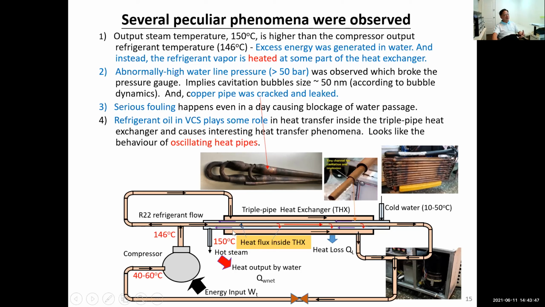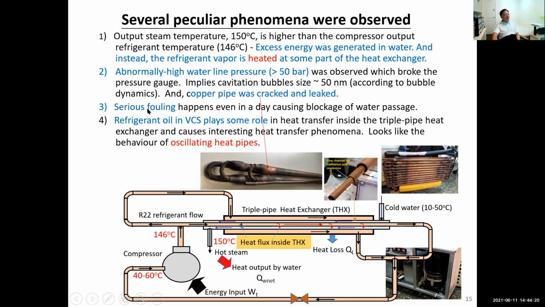So it's quite strange. And then second, we found abnormally high waterline pressure, larger than 50 bar, that damaged and broke the pressure gauge. That implies the cavitation bubble size may be around 50 nanometers according to the bubble dynamics. And also, the cover pipe was cracked and leaked. This is the second peculiar phenomenon we observed.